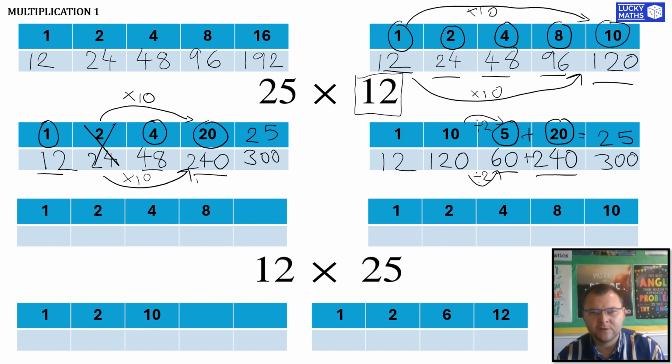And finally, if we just look at the top one, we take our 16 lots of 12, we add it to 8. That is 24 lots of 12. And so if we add in the 1 lot of 12, and again, ignore those two, 192 plus 96 plus 12 is also 300. So this is kind of part 1, 25 lots of 12. If we spin that round, and now we look at 12 lots of 25, what I'm doing this time is working basically with the 25 times table.